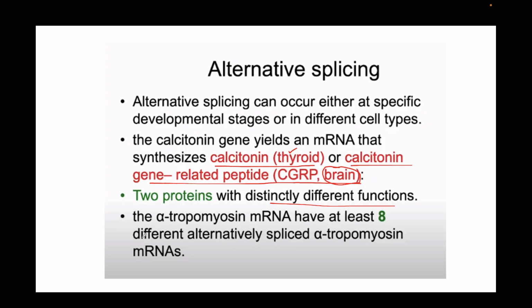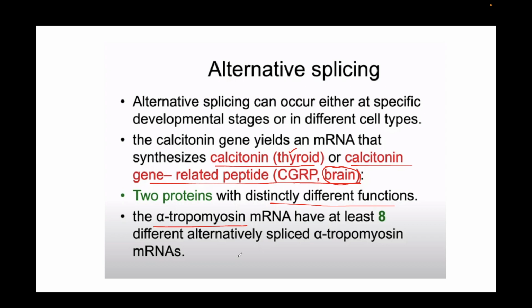Next is this alpha tropomyosin. Okay, ma'am. Alpha tropomyosin mRNA have at least 8 different alternatively spliced alpha tropomyosin mRNAs. So what is this alpha tropomyosin? Which part of your body has this alpha tropomyosin? Yes? Can anyone tell me? This tropomyosin is present in which part of your body? Is it present inside your brain, heart, lungs, kidney, muscle?